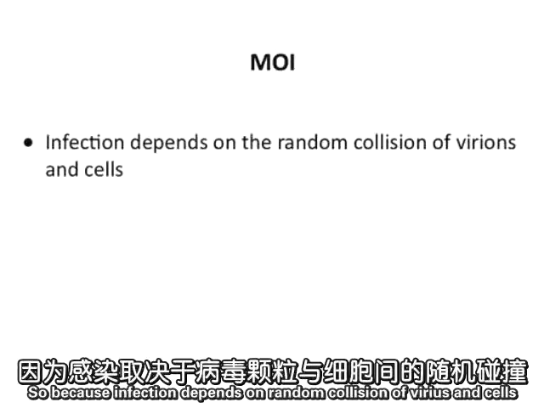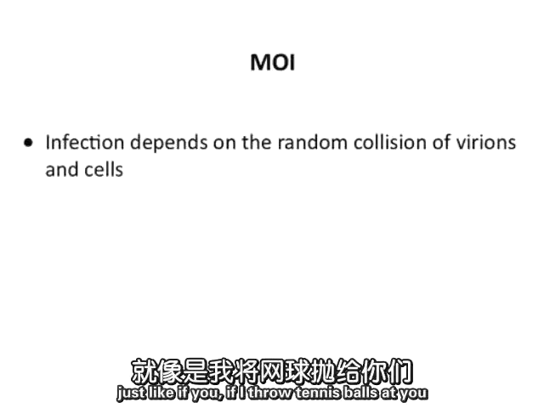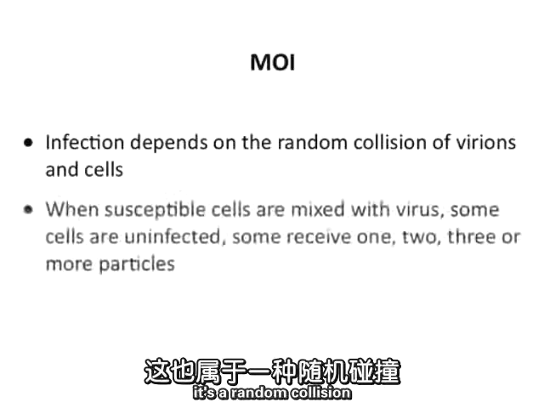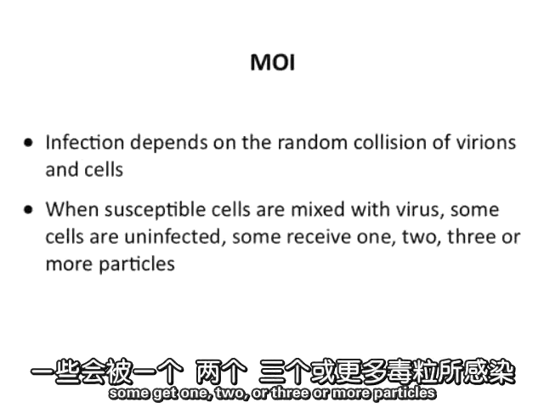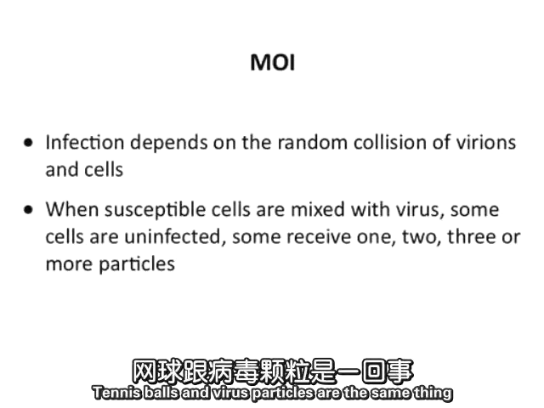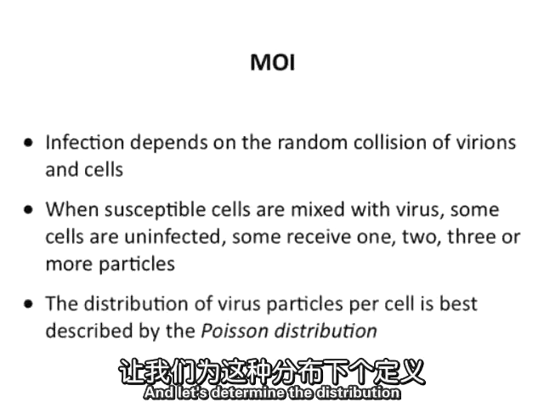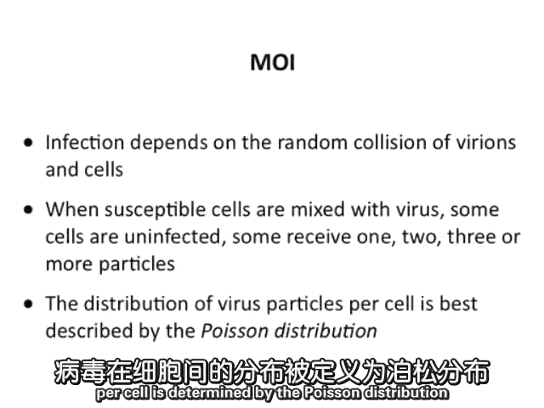So because infection depends on random collision of virus and cells, just like if I throw tennis balls at you, it's a random collision. When you mix virus with cells, some get 1, 2, or 3 or more particles. Tennis balls, virus particles, it's the same thing. And the distribution per cell is determined by the Poisson distribution.